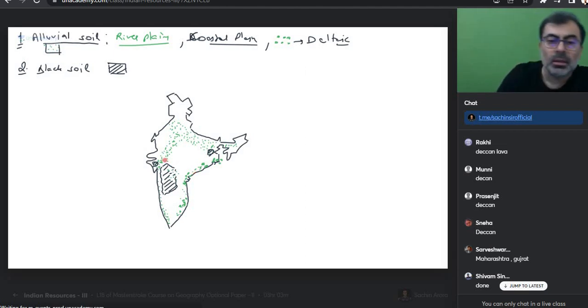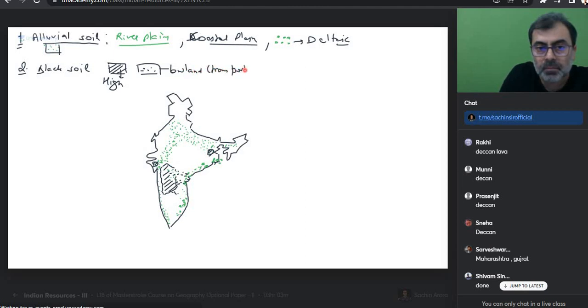Black soil. Now somebody said, "Sir, Krishna Godavari." Yes. Is everyone okay? This is black soil. Rivers are also taking it. If there are any rivers, they will also take it. Is everyone okay? So black soil is this and this. This is highland black soil. This is lowland or transported black soil.